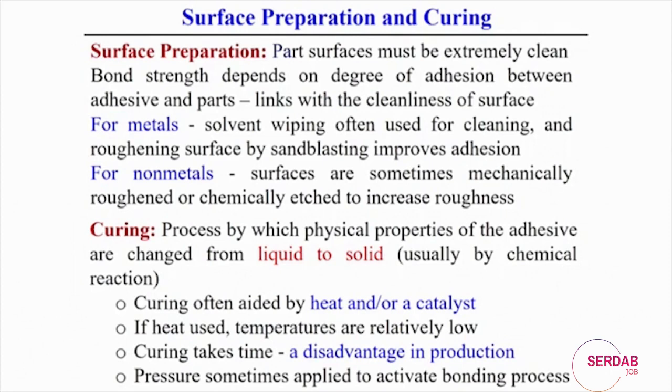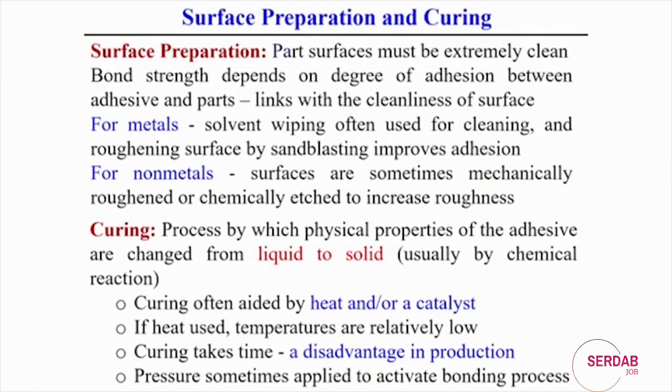So, it is often used. Curing can be done with the aid of heat sometimes, or sometimes we can use some catalyst for the curing of the adhesives. If there is a need to apply temperature during curing, that temperature may not be too high; it should be relatively low. But the main disadvantage of this process is that curing takes a very long time. So, that is why the production rate is relatively slow in this case. That is the disadvantage of this process.